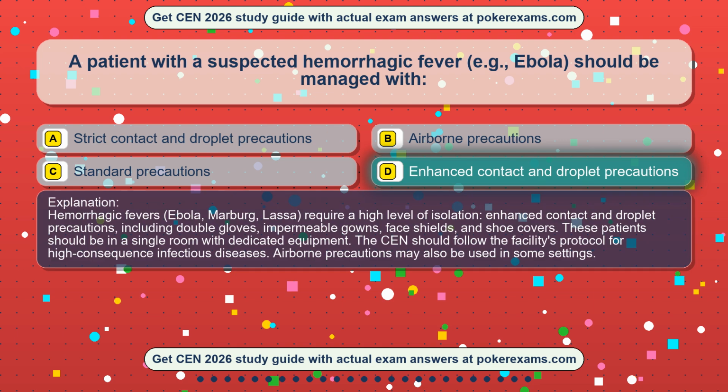Hemorrhagic fevers, Ebola, Marburg, Lassa, require a high level of isolation, enhanced contact and droplet precautions, including double gloves, impermeable gowns, face shields, and shoe covers. These patients should be in a single room with dedicated equipment. The CEN should follow the facility's protocol for high-consequence infectious diseases. Airborne precautions may also be used in some settings.